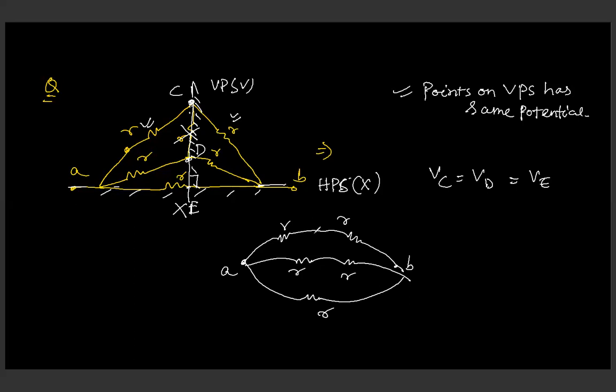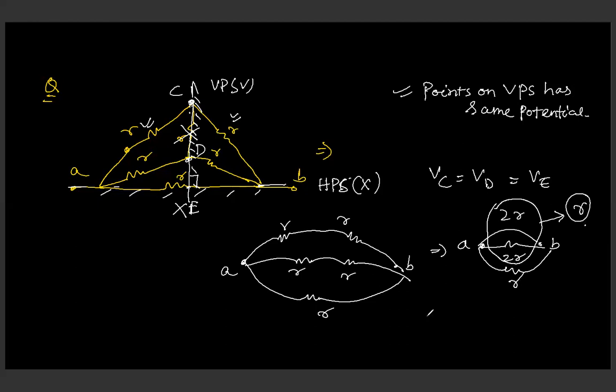So this R and R is going to give you 2R, and here it is 2R, and here it is R. So these two are in parallel with each other and their combination is in parallel with R. As we know, if two equal resistances are in parallel with each other, they give R by 2. So the final answer is R by 2.